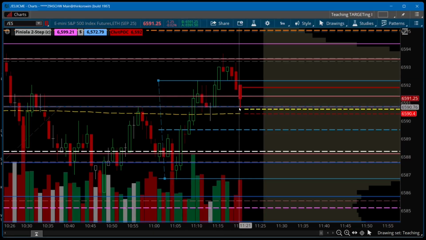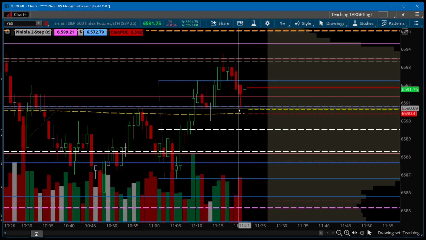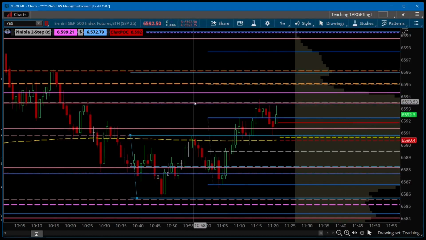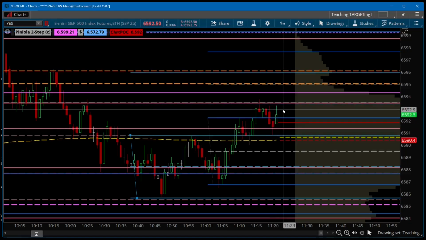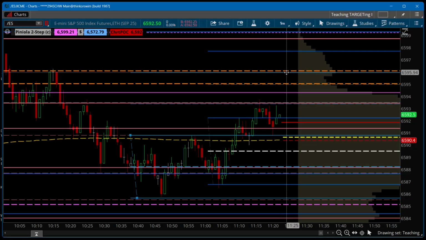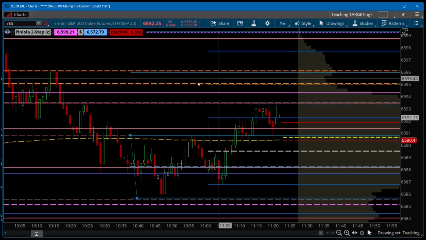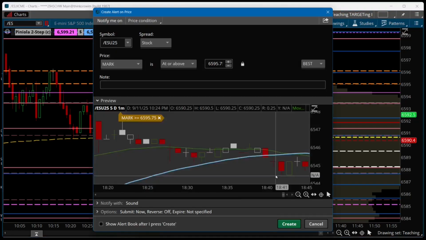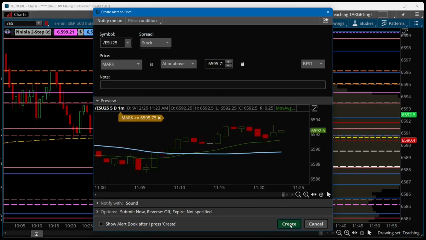Alright, I just tagged the 100 from that 15-minute measurement. Bounced off of it. It's the 1.5. It came back down to the 1. So it should come up here to this 200. I'll put an alert there.